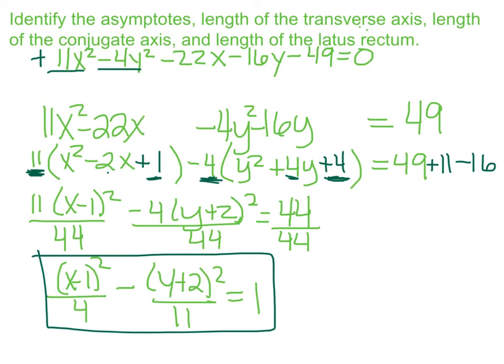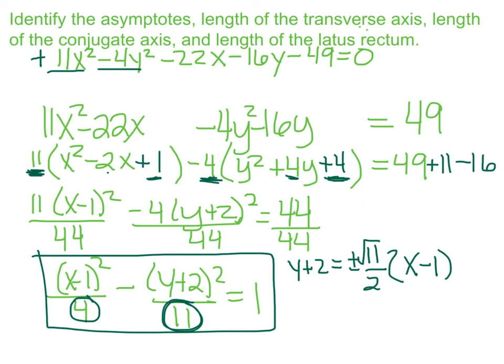It says identify the asymptotes. So my rise is going to be square root of 11. So we put y plus 2 equals plus or minus my rise, square root of 11, over my run, which is the square root of 4, 2, and then x minus h, like that. So that's how you write your asymptote, and you just leave it like this. You don't need to put it in slope-intercept form or anything. Just leave it like that.